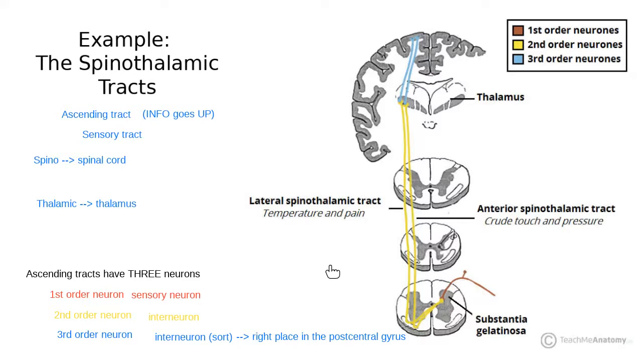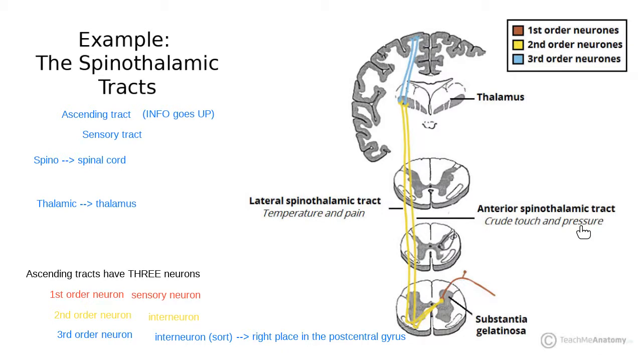Yes, so the kind of information that we're sending in these tracts is going to be general sensory information. Information like temperature and pain, things like touch and pressure. We would never send vision information through a tract. We would never send hearing information through a tract. Tracts are only used for general sensory information. Special sensory information has its own thing that it does, but we're only doing general sensory information with these tracts.